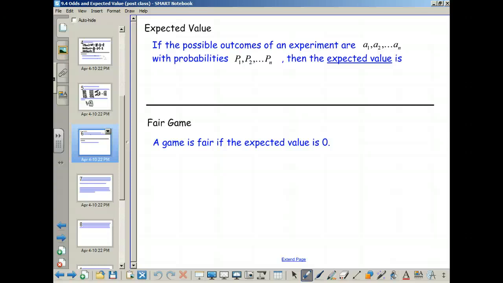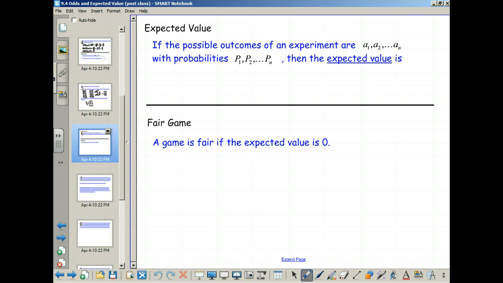Right, so the title of section 9.4 is odds and expected value. We talked about odds last class period and discussed how that was related to probabilities. The other thing in this section is expected value, and expected value is thought of in this way. If you have an experiment, and the experiment has outcomes A1, A2, all the way up to AN.